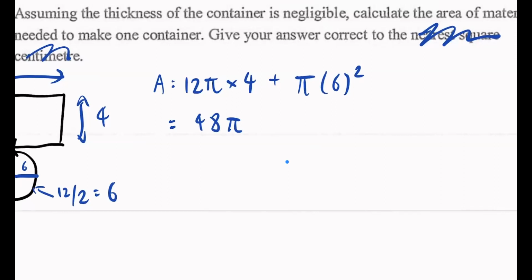Then how about 6 squared times pi? 6 squared is 36, so 36 pi. Then we have 48 pi plus 36 pi, just add them together. 48 plus 36, you get 84. Answer: 84 pi cm squared.